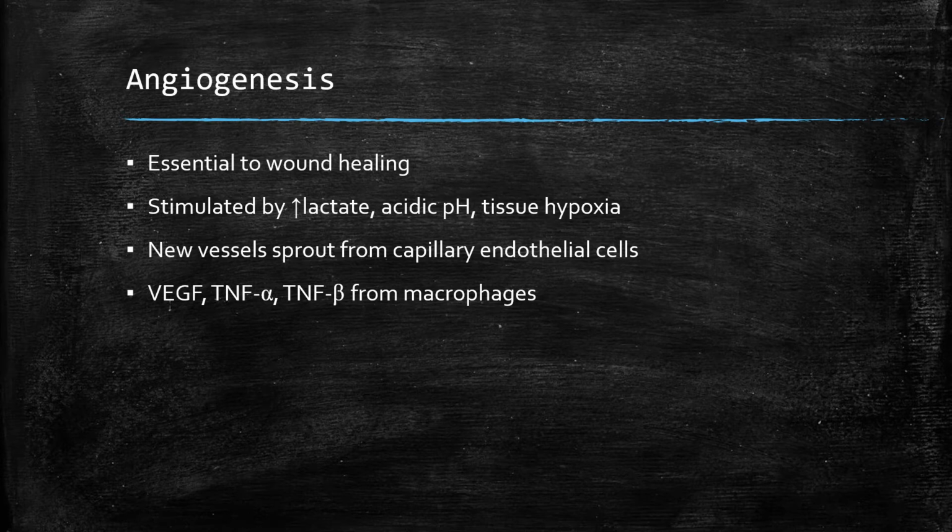Angiogenesis is a proliferative phase activity that is essential to wound healing. It's stimulated by the hypoxic and acidic wound environment. New blood vessels sprout off from capillary endothelial cells, and the process is controlled by multiple cytokines secreted by tissue macrophages. Some of these cytokines include vascular endothelial growth factor and tumor necrosis factor alpha and tumor necrosis factor beta.